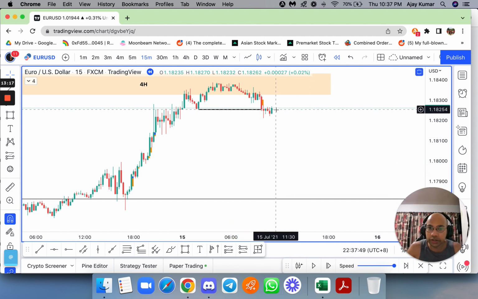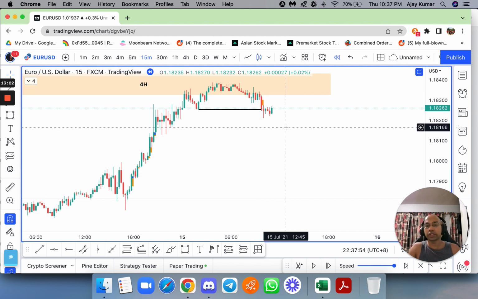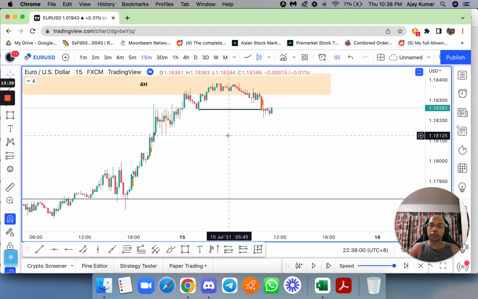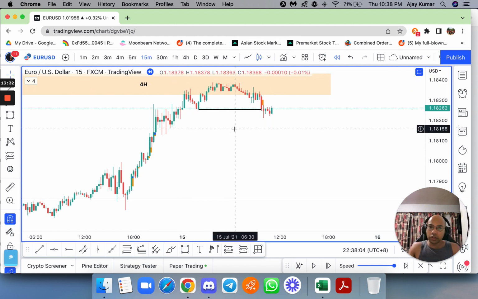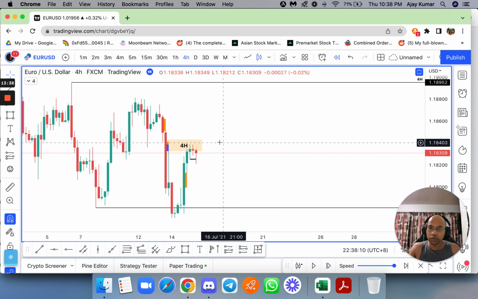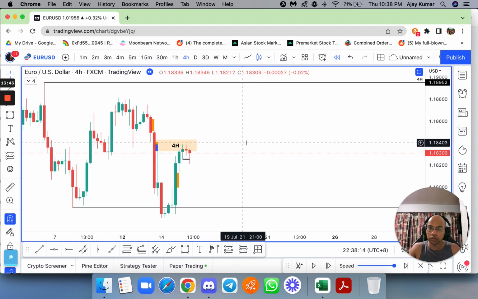But still, since this is a 4 hour chart and a market structure break on the 4 hour chart or higher time frames like this are quite highly probable, oh wait, this is a break on the 15 minute. What am I saying? On the 4 hour chart, what is the price doing? Okay, what was I doing, man?